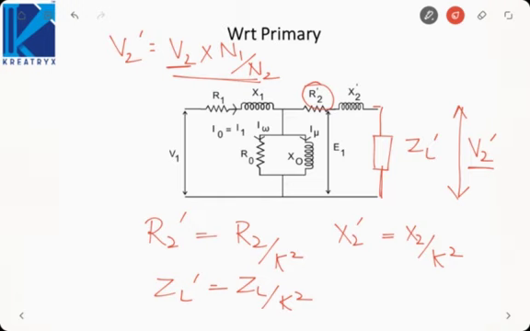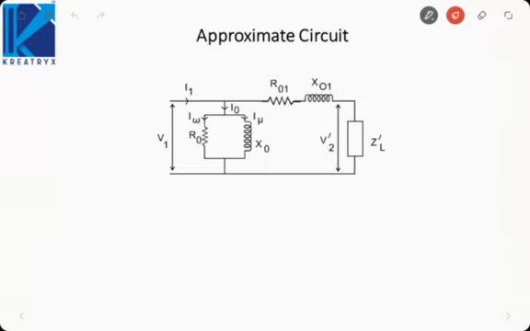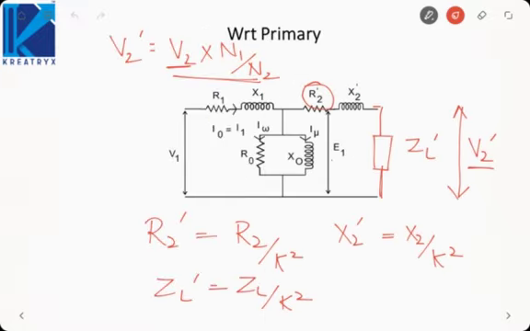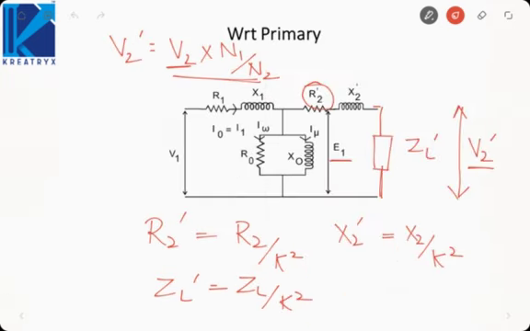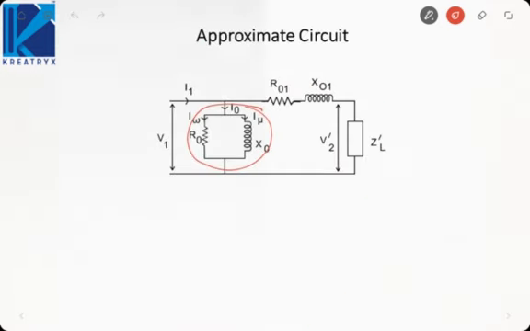Now to further simplify the circuit, we try to make some approximation. What we do is, we transfer this shunt branch from E1 to the V1 side. Earlier, if you see, the voltage across the shunt branch is E1. As I told you here also, the voltage across the shunt branch is E1. Now we are moving this branch directly here from E1 to V1.